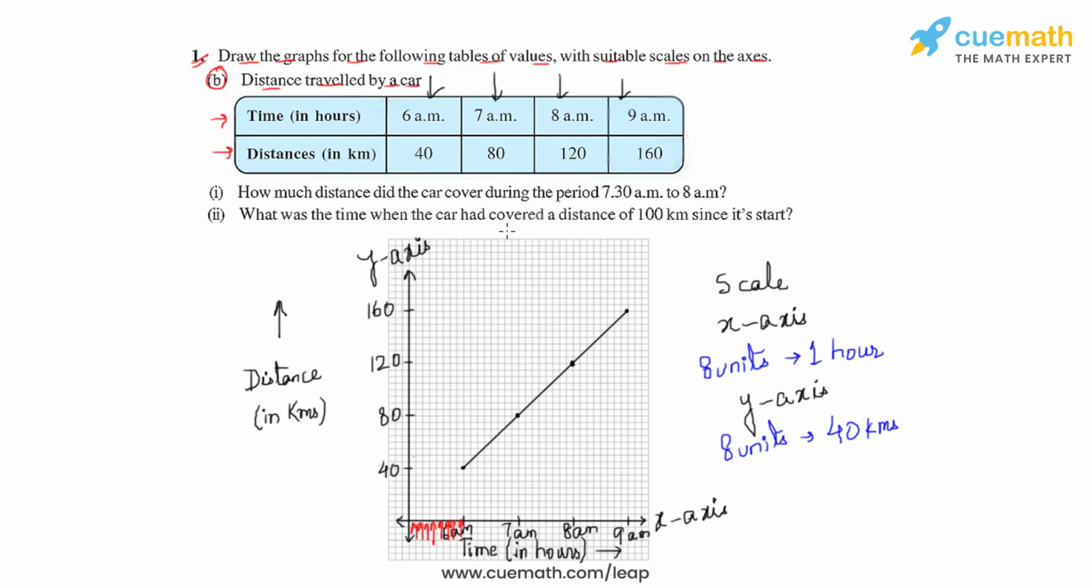Now let us answer the questions that follow in this part of the question. We'll have to find the distance the car covered during the period 7:30 a.m. and 8 a.m. From this table we have already seen that the car covered 120 kilometers till 8 a.m. So let us find out how many kilometers the car covers at 7:30 a.m.